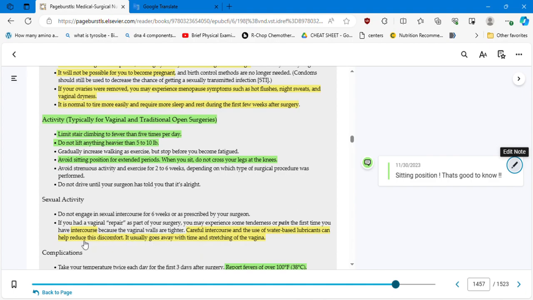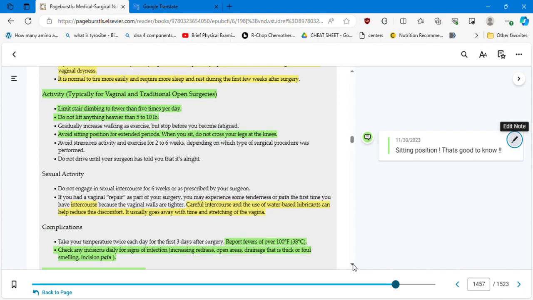Sexual activity. You cannot, right, have intercourse for a few weeks because the vaginal walls are tighter. Careful intercourse when you are finally authorized must be performed, and the use of water-based lubricants can help reduce this discomfort. It usually goes away with time and stretching of the vagina. Okay, so it's 6 weeks of restriction of having sexual intercourse.